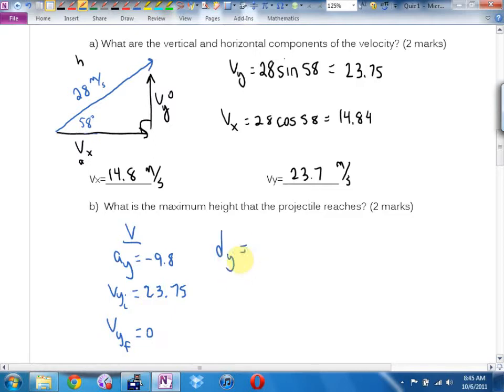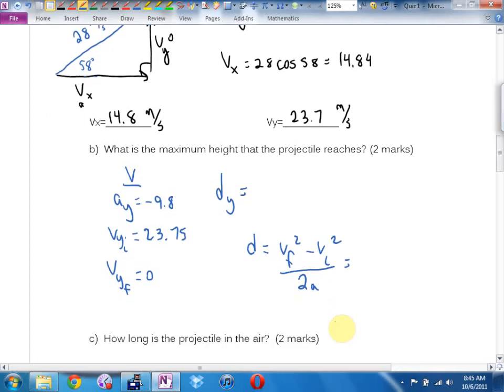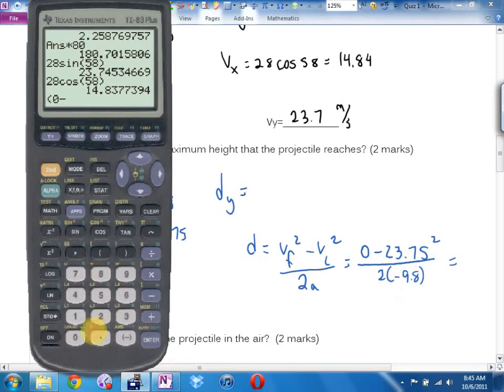I think I'm going to use this one. D equals VF squared minus VI squared all over 2A. I think. Right, the squared one, yes? People nodding vaguely. You could have found T and then found D, but I can get there in one fell swoop. It's going to be 0 minus 23.75 squared all over 2 times negative 9.8. And brackets, brackets, brackets, 0 minus 23.75 squared divided by bracket 2 times negative 9.8.